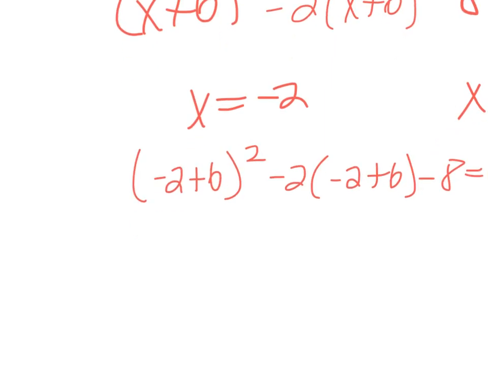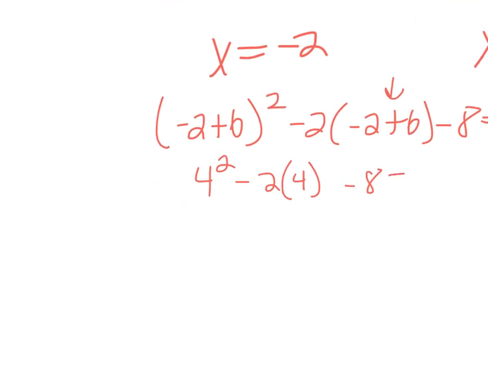Does it equal 0? What is negative 2 plus 6? 4. So 4 squared minus 2 times 4, and then minus 8. Parentheses first. You could distribute first, but it's just easier to do that. All right, what's 4 squared? 16. What's 2 times 4? 8. Minus 8 equals 0. What's 16 minus 8? 8. What's 8 minus 8? 0. Does this work? Yeah.